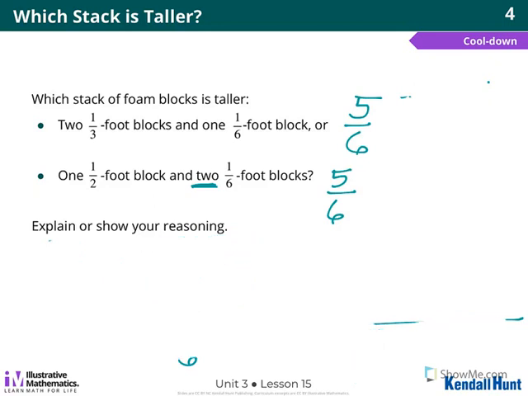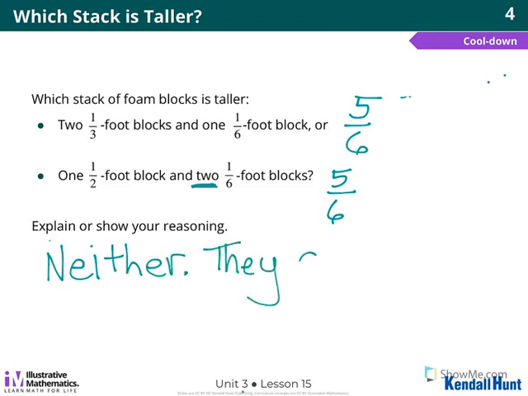I'm not done. Now I need to actually answer the question. Which is taller? Well, neither. They are equivalent. They're the same amount.